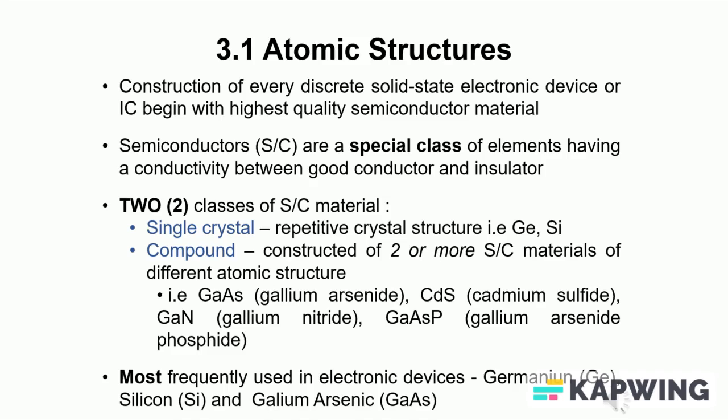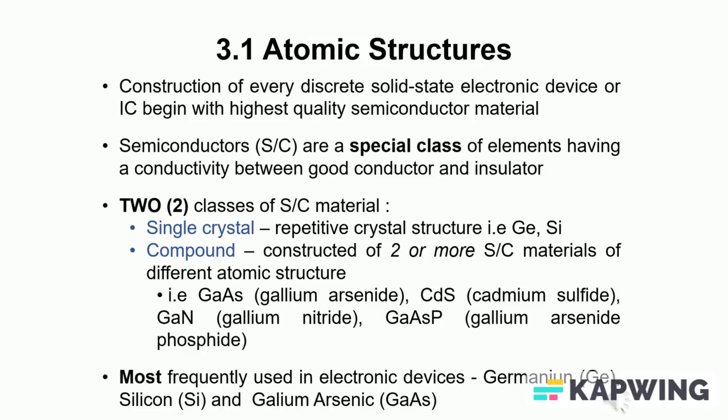First is the single crystal category. It reflects a repetitive crystal structure, for example germanium and silicon. The second is the compound category. It is built from two or more semiconductor materials of different atomic structure. As examples, gallium arsenide, cadmium sulfide, gallium nitride, and gallium arsenide phosphide.